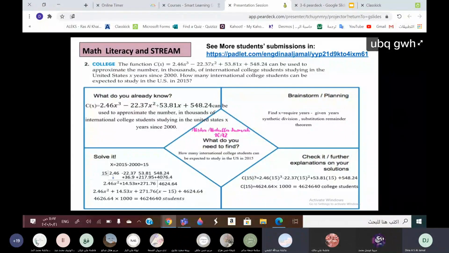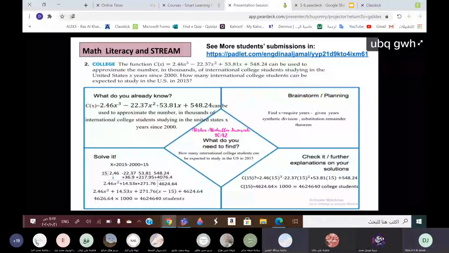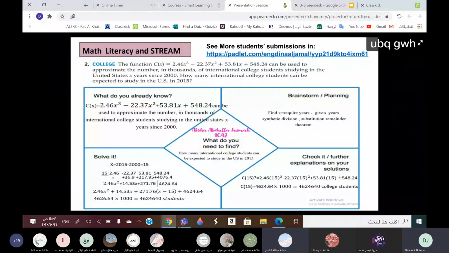First of all, what do you already know? We will bring from the question. So from the question, they give us the answer, what we already know. And brainstorm and planning. First of all, we want to find the x. So we will find the x by subtracting the required year minus the given year. The required is 2015 minus 2000, and then we will solve it first using synthetic division.